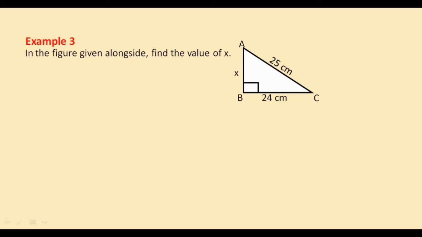In this figure, ABC is a right angle triangle. BC is given as 24 centimeter and AC is given as 25 centimeter. Now we have to find out AB. Here BC is base, AB is perpendicular and AC is hypotenuse.